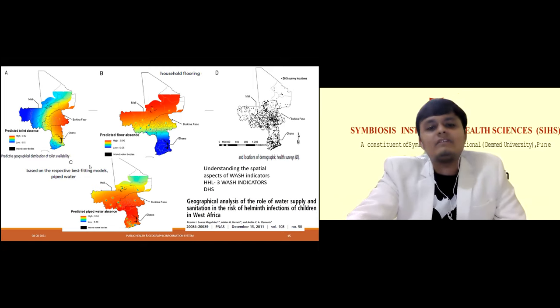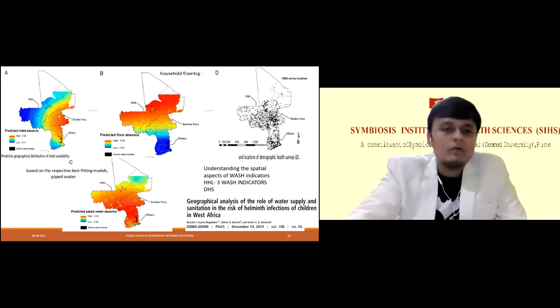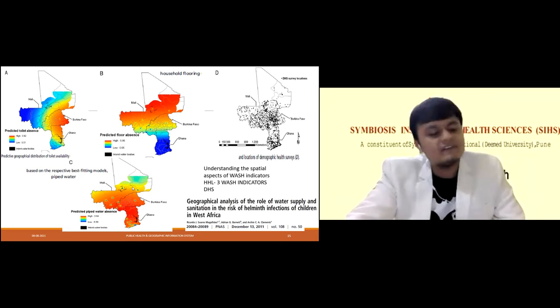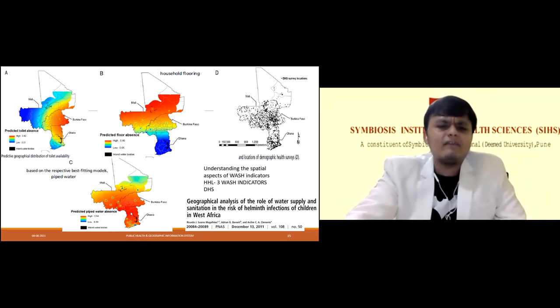This survey was done in three countries of West Africa: Mali, Burkina Faso, and Ghana. As you can see, in Burkina Faso there was significant absence of toilets in the household. In terms of presence or absence of a floor, in Mali we can see that there was significant absence of floors among the three countries. And in terms of piped water supply, nearly every country had significant absence of piped water supply. Now here, there is a word they have used, that is predicted.